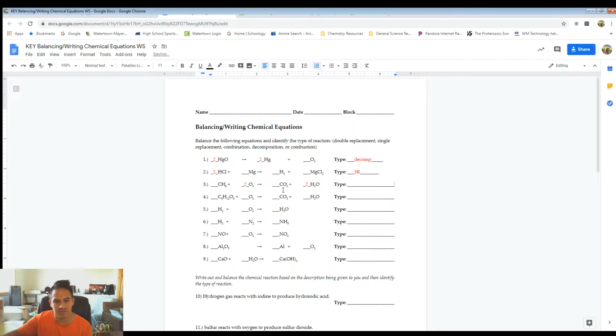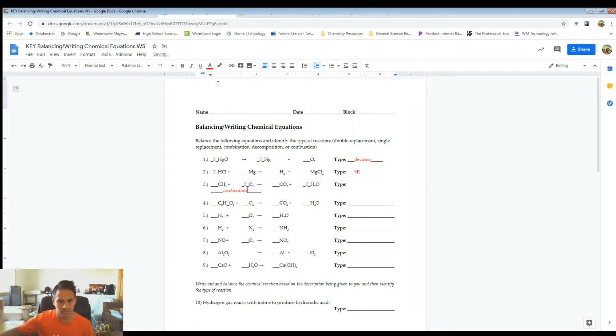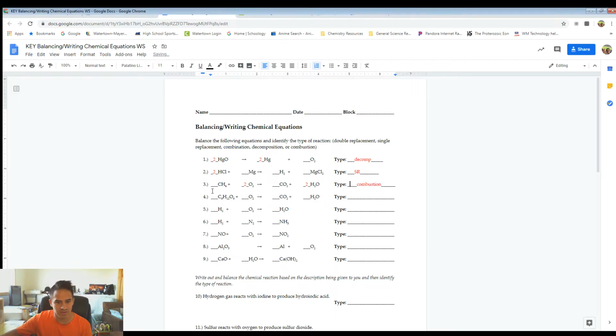As for the reaction type, this is going to be a combustion reaction. Combustion reactions have a very specific chemical equation, where you're usually going to have some kind of carbon-based compound reacting with oxygen, and you're making CO2 and water. Okay, that is like a dead giveaway. This is combustion, hands down. There's nothing else it can be.